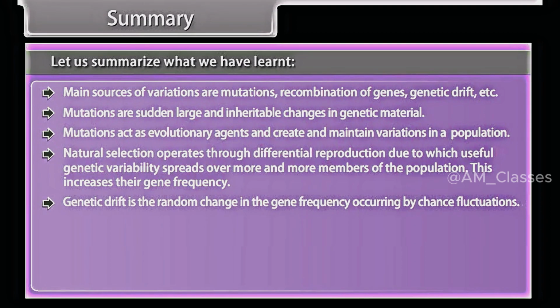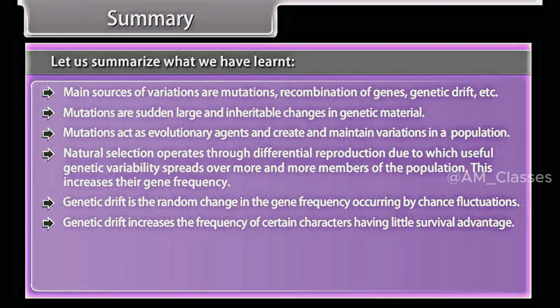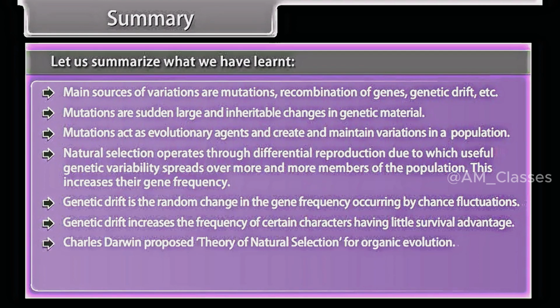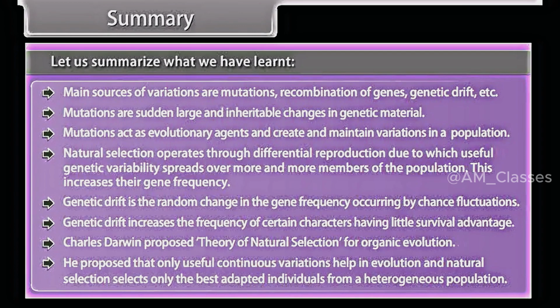Genetic drift is the random change in the gene frequency occurring by chance fluctuations. Genetic drift increases the frequency of certain characters having little survival advantage. Charles Darwin proposed the theory of natural selection for organic evolution. He proposed that only useful continuous variations help in evolution, and natural selection selects only the best adapted individuals from a heterogeneous population.